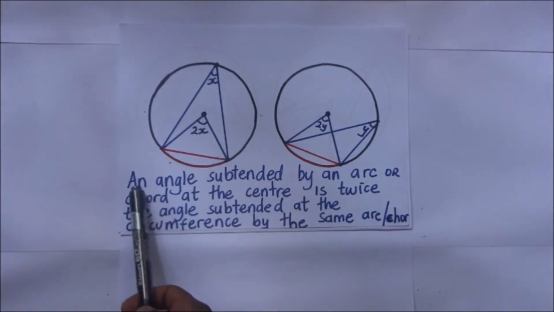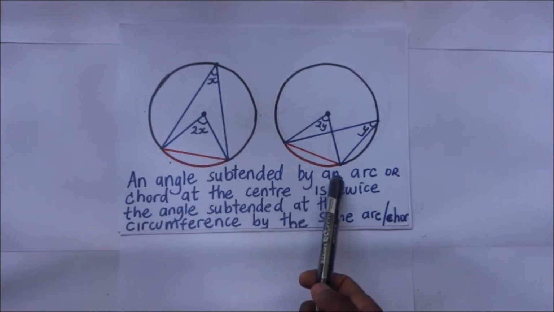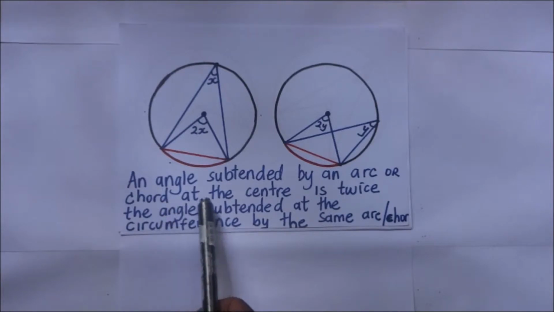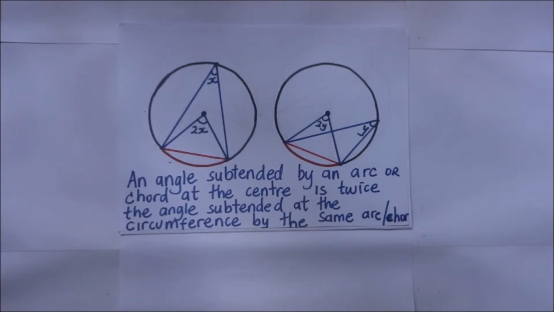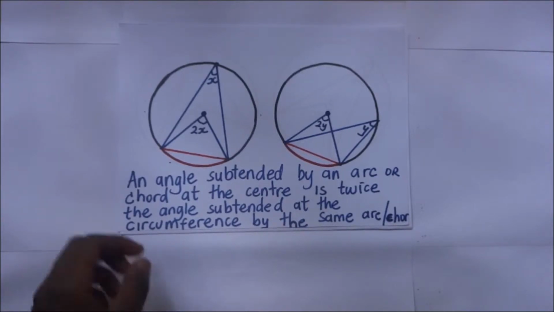So the property is simple: an angle subtended by an arc or a chord at the center is twice the angle subtended at the circumference by the same arc or chord. Let's do some examples to illustrate this.